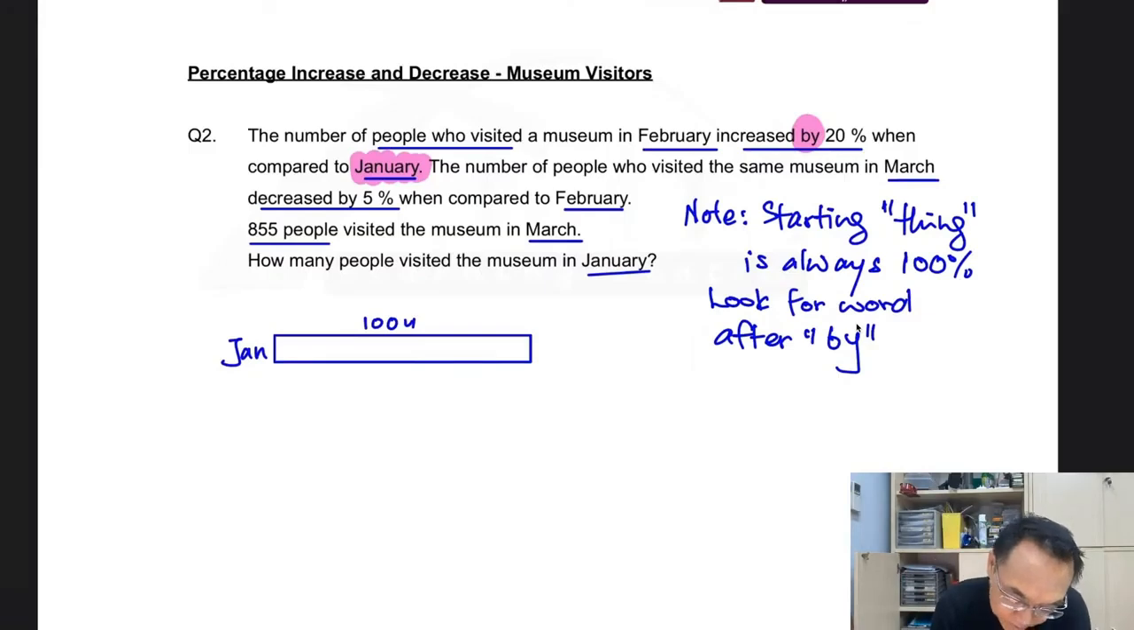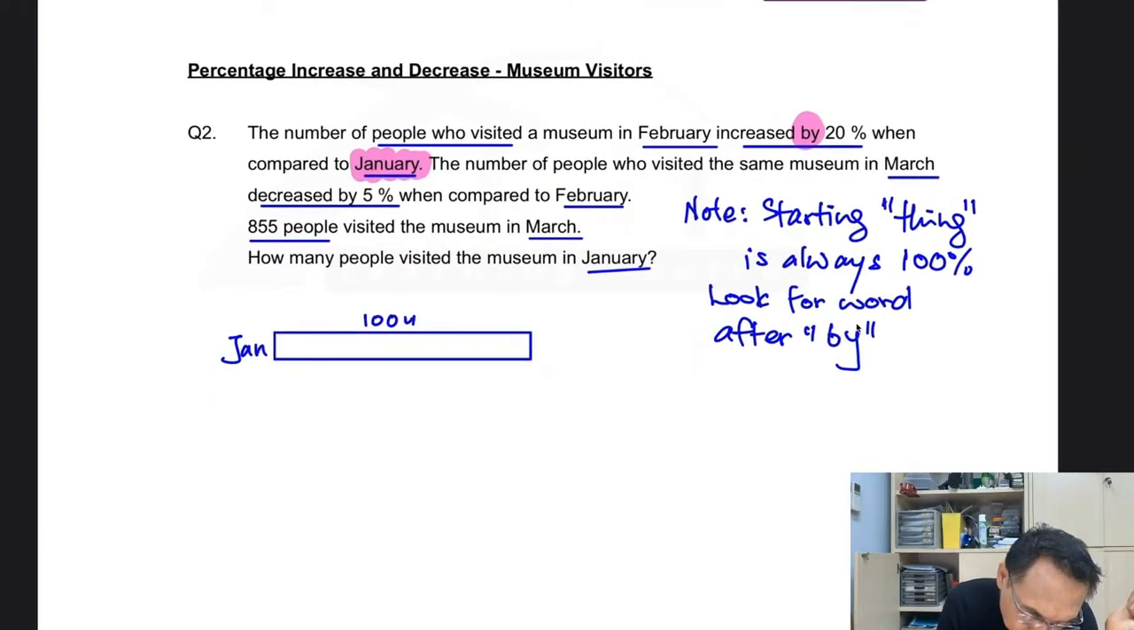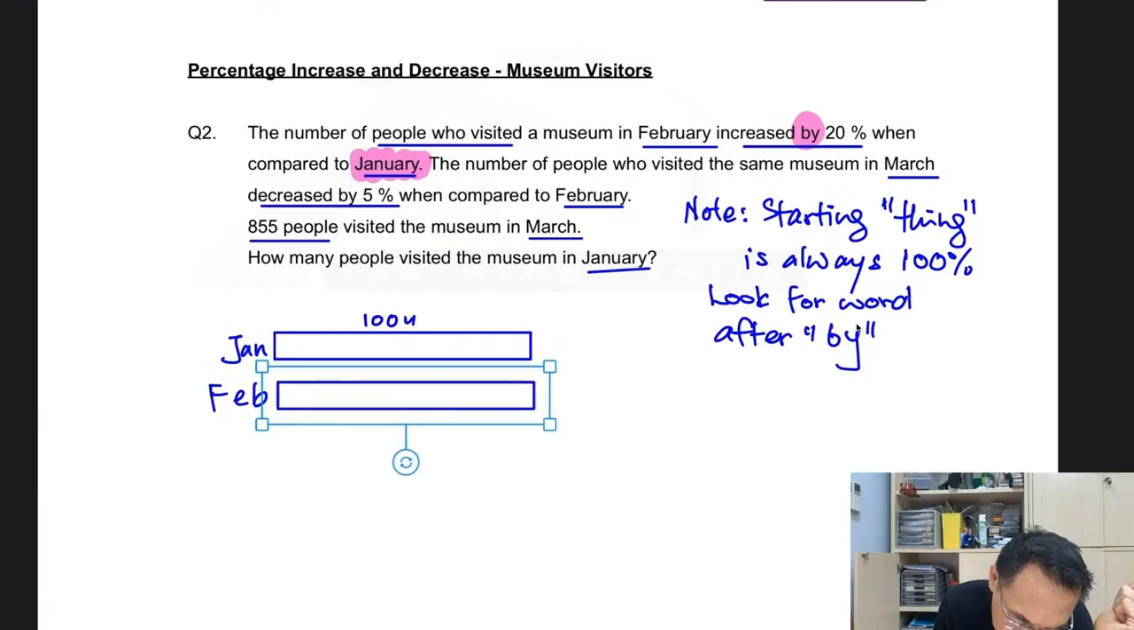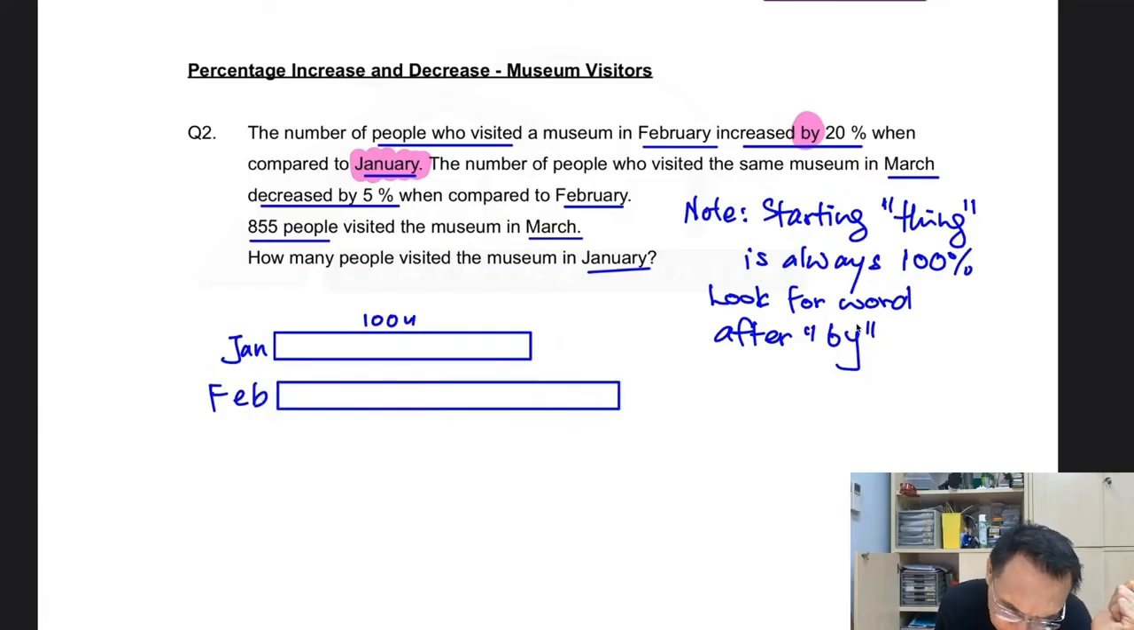Then with this, can you all tell me, therefore February is how many percent? Go. Very good. Yes. Okay, so February is going to be 120. So I'm going to draw this model and make it a little bit longer. I'm going to draw something the same and then extend it. So this one is 120. 20% more means 20 units more. So now I got 120 units.